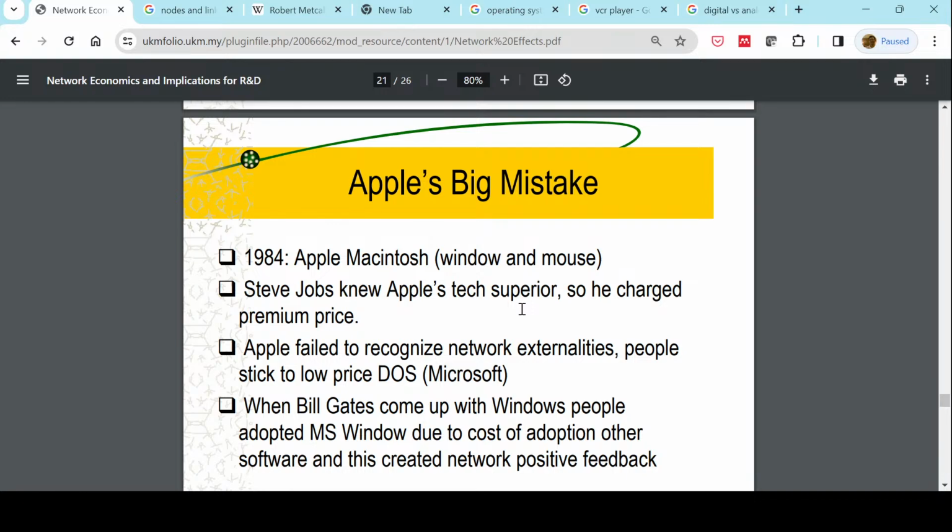So when Bill Gates came up with Windows, people adopted MS Windows due to the cost of adoption, which is cheaper. If you change to other software, it is costly to adopt, and this created network positive feedback for Bill Gates, which is Microsoft, plus the brain of Bill Gates. He bundled. Once you have Microsoft, you have Excel, you have other things bundled together. In Excel, you can do this, you can do this.